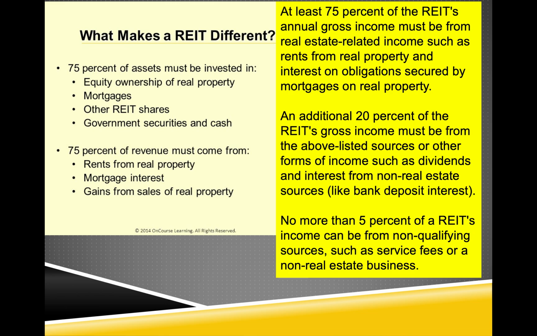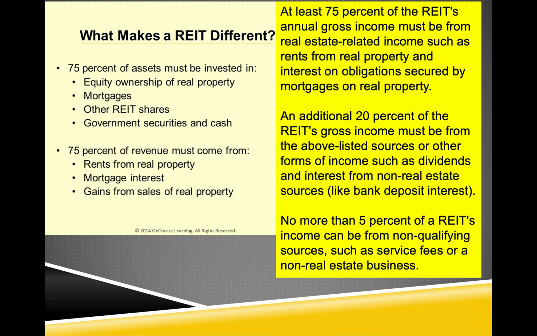What makes a REIT different? Well, from a tax standpoint, and this is important, 75% of the assets must be invested in real estate properties or mortgages or other REIT shares. Also included in that is government securities and cash. The reason being sometimes a REIT will raise money and not be able to deploy that immediately. So basically, you have to invest in real estate and mortgages, although you can hold cash until it's deployed. 75% of the revenue must come from rents or mortgage payments, the interest income from mortgage payments, or gains.